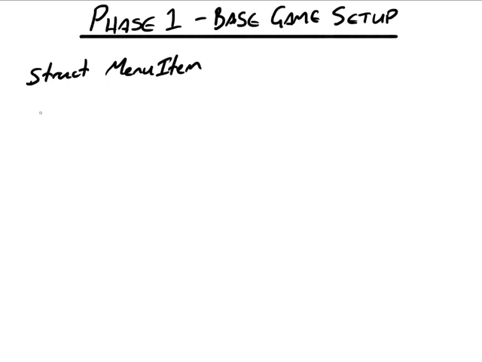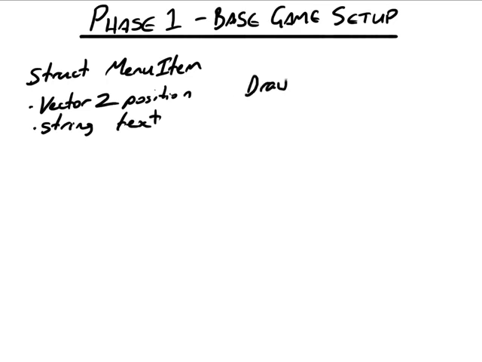And all this one really needs is a vector 2 for position, and a text or string, text so we can tell it to display what we want it to. And a draw method, in keeping with the theme for everything else. Methods. And all the draw does is check out what color do we want to be done.